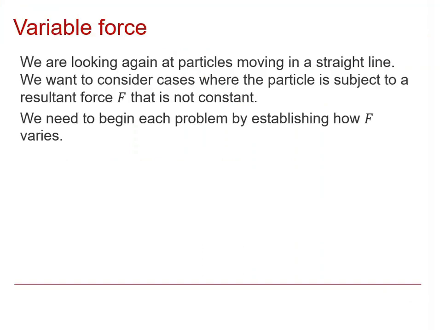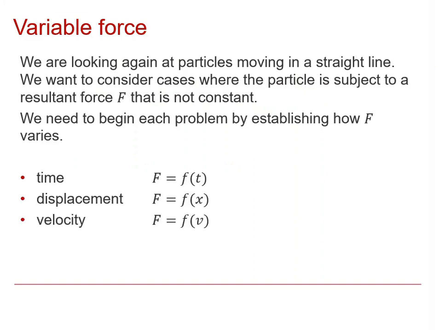We're looking again at particles moving in a straight line, a simple case. We want to consider cases where the particle is subject to a resultant force that's not constant, variable in other words. So we need to begin by establishing how F varies. That will depend from problem to problem, but the three possibilities we'll consider are that the force depends on the time, that the force depends on the displacement, and that the force depends on the velocity. In principle, it could depend on combinations of two of them, or even of all three.